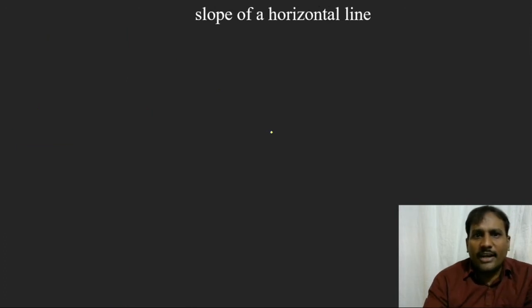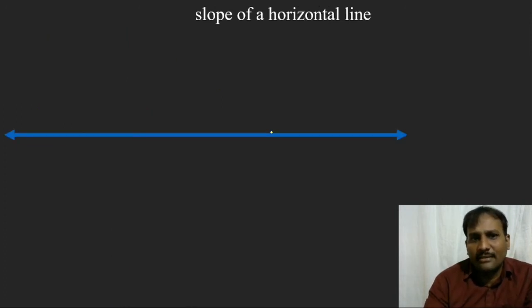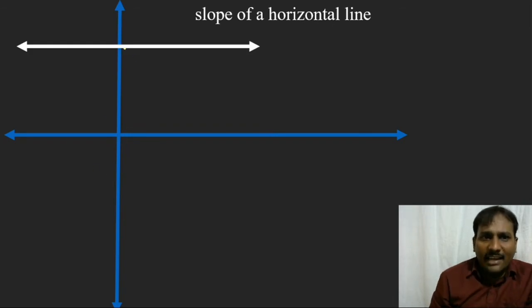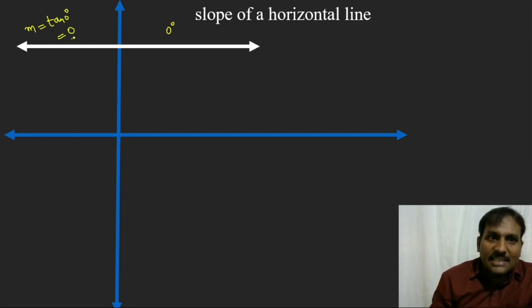Now, let us find out the slope of a horizontal line. Let us take a horizontal line like this. What is the angle it is making with the x-axis? Yes, it is 0 degrees. So what will be its slope? M is equal to tan 0. Tan 0 value is 0. So the slope of a horizontal line is 0.